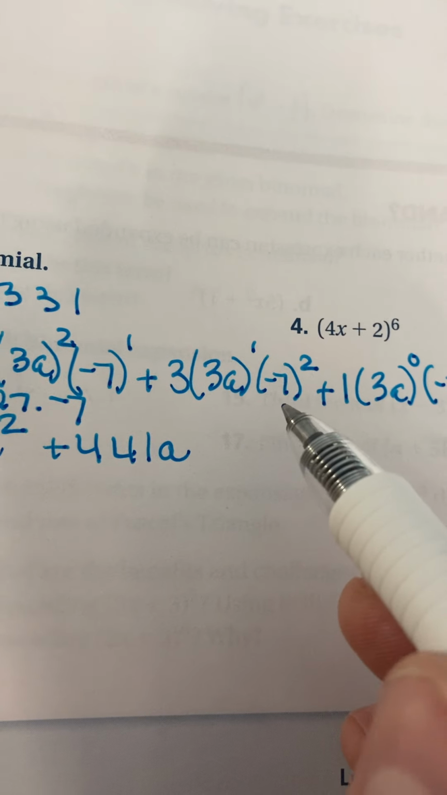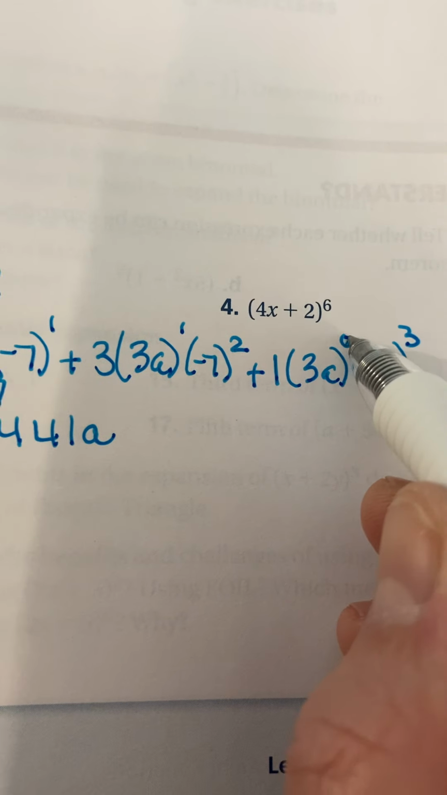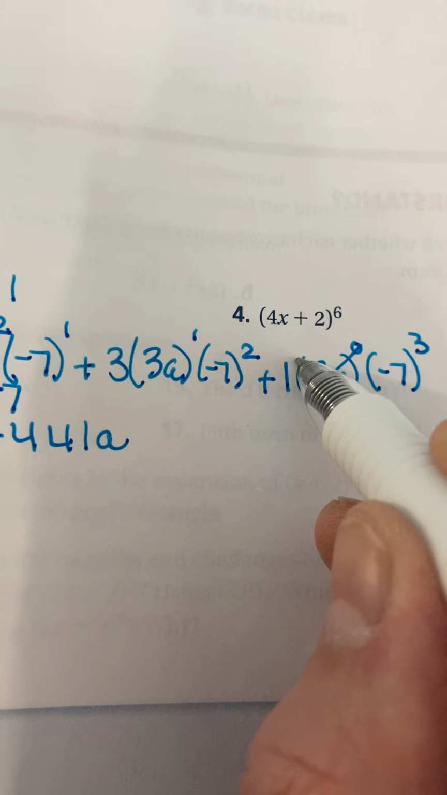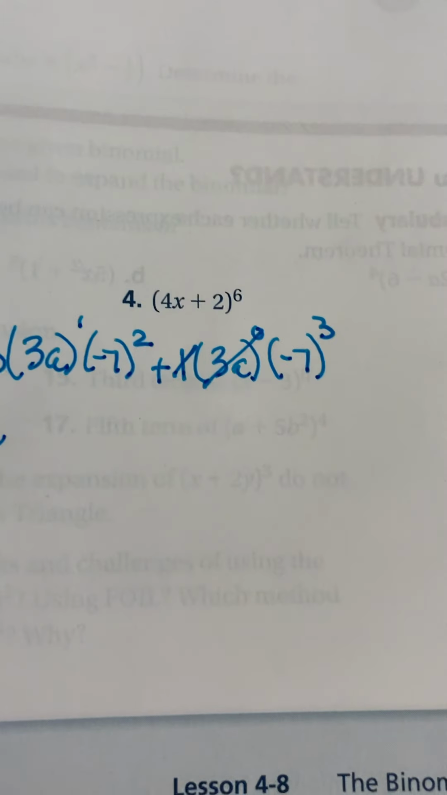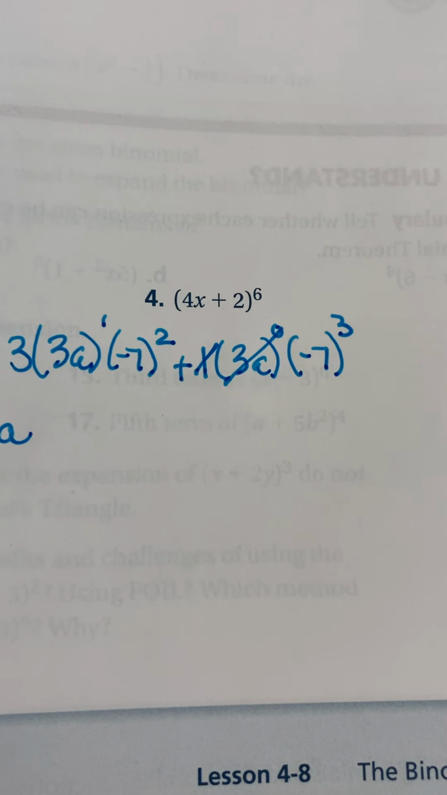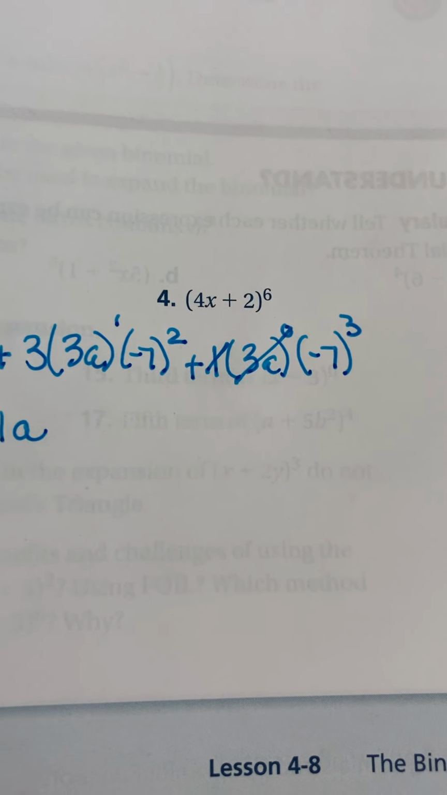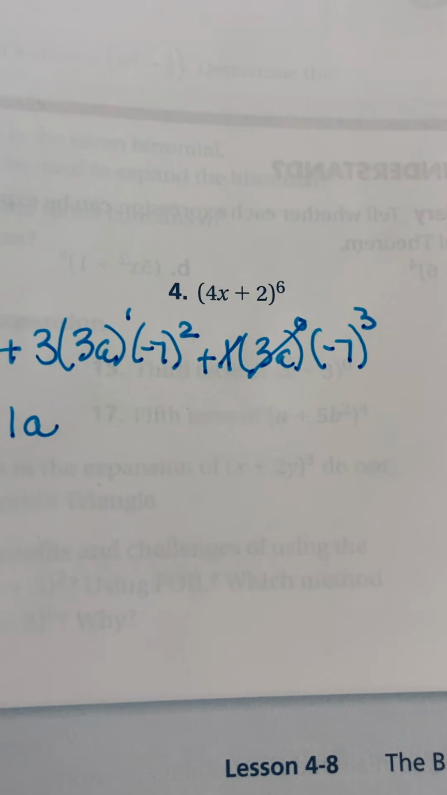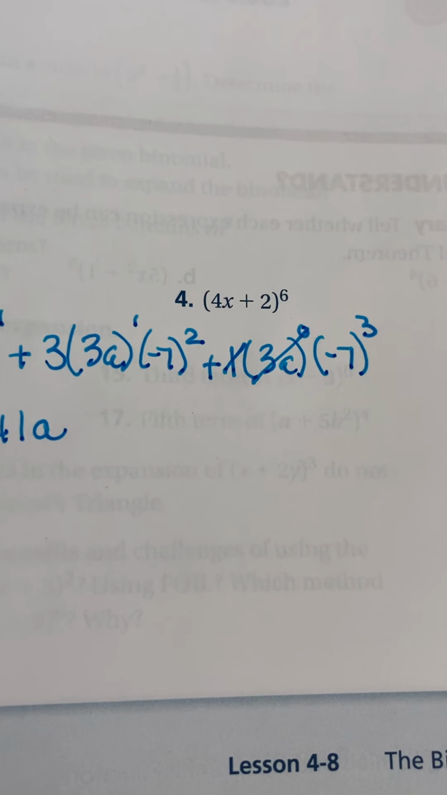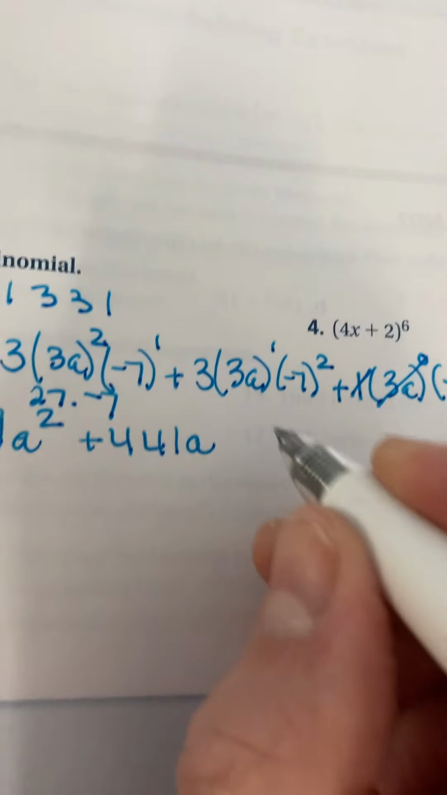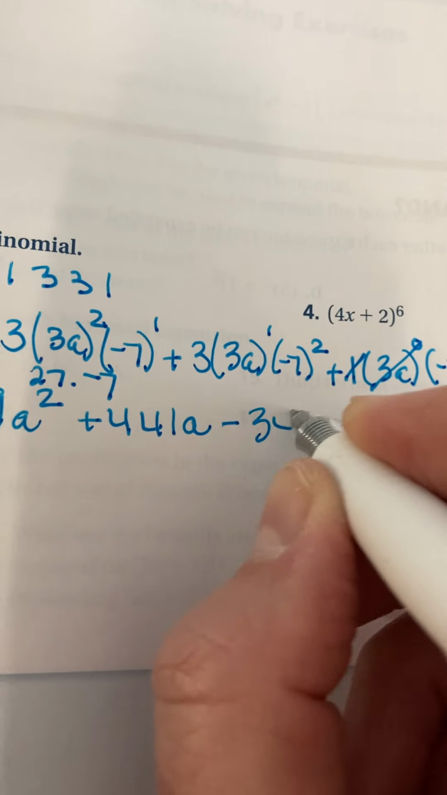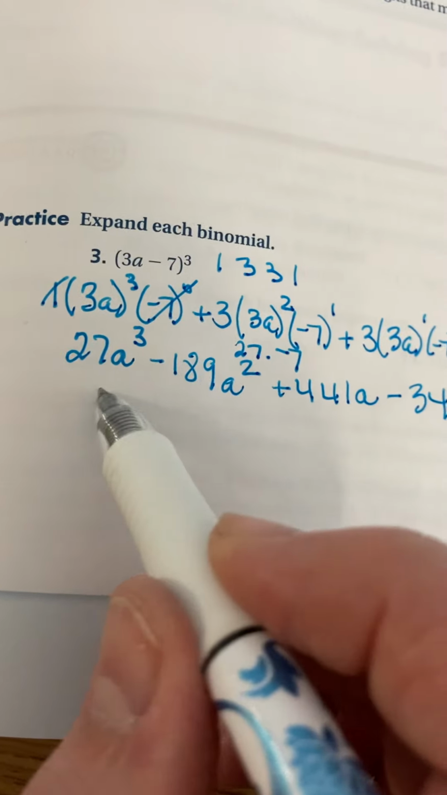Okay, and let's see, back to this one. This is a 1. That just becomes a 1, so I'm left with negative 7 times negative 7 times negative 7. Let's see, so 63, you get 28, negative 343. So there is your finished answer.